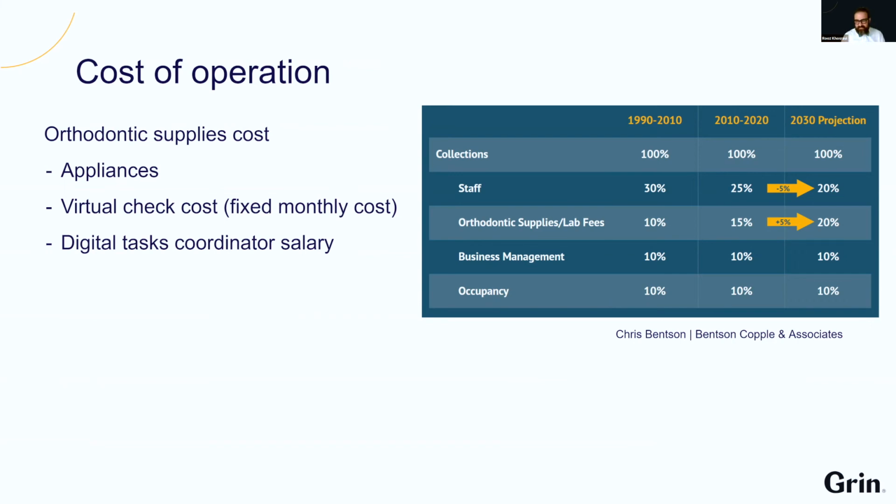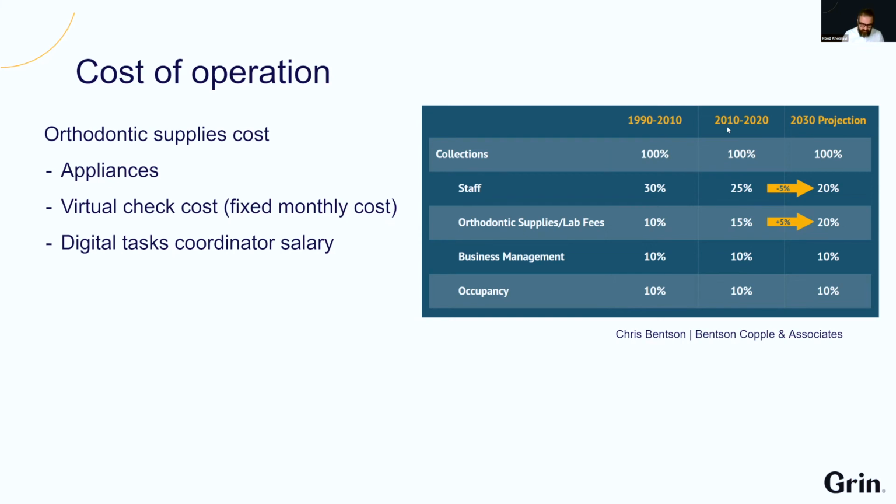So if you look at this data that Chris Benson presented, his projection is that we're going to go from 15% orthodontic supplies and lab fee to about 20%, fast forward a few years, right? In 2030. So when you think about orthodontic supplies, all of these treatments, you have appliances that we talk about. If you move to custom appliances, they're going to cost a little bit more. And then if you add the virtual check cost, you've got to be careful.